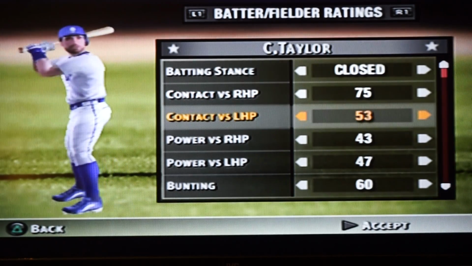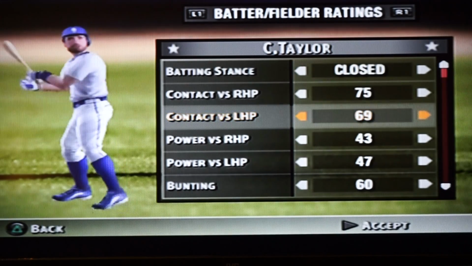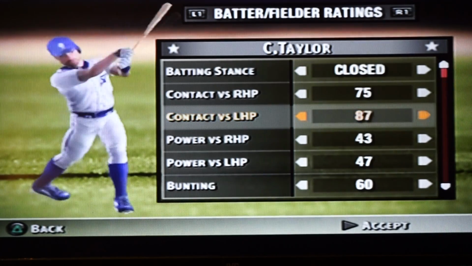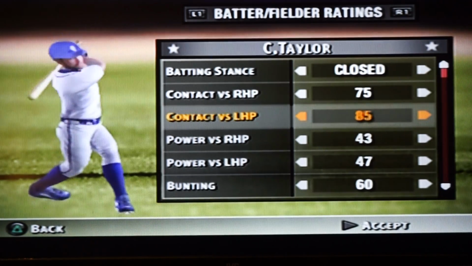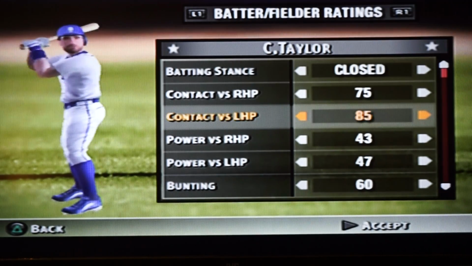Now versus lefties, a .344 hitter. What I do is if a guy's over .325 versus a righty or a lefty, I'll put him up over 90. Again, in his case, we'll keep it a little conservative for him. And like I said, check back in later in the season and see how he's doing.